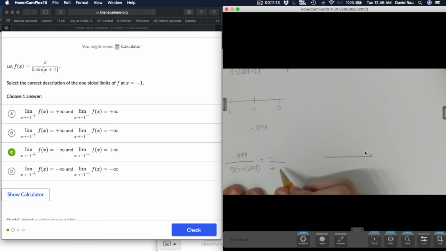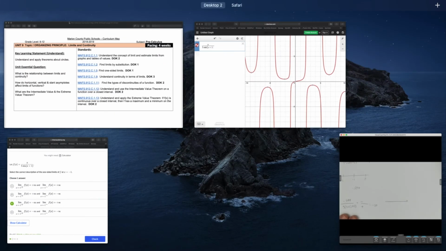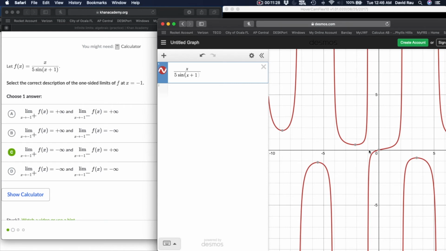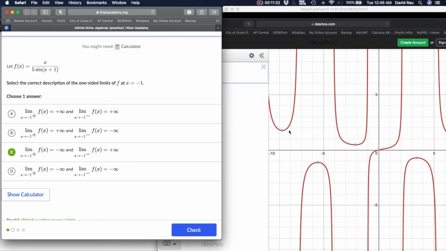There's a lot going on here, but that's the idea. You have essentially -1 over a very, very small positive number. That's going to bring you to negative infinity. So 5 from the right goes down forever, and the graph agrees with that. -1 from the right goes down forever. I was thinking about the 5 out front.